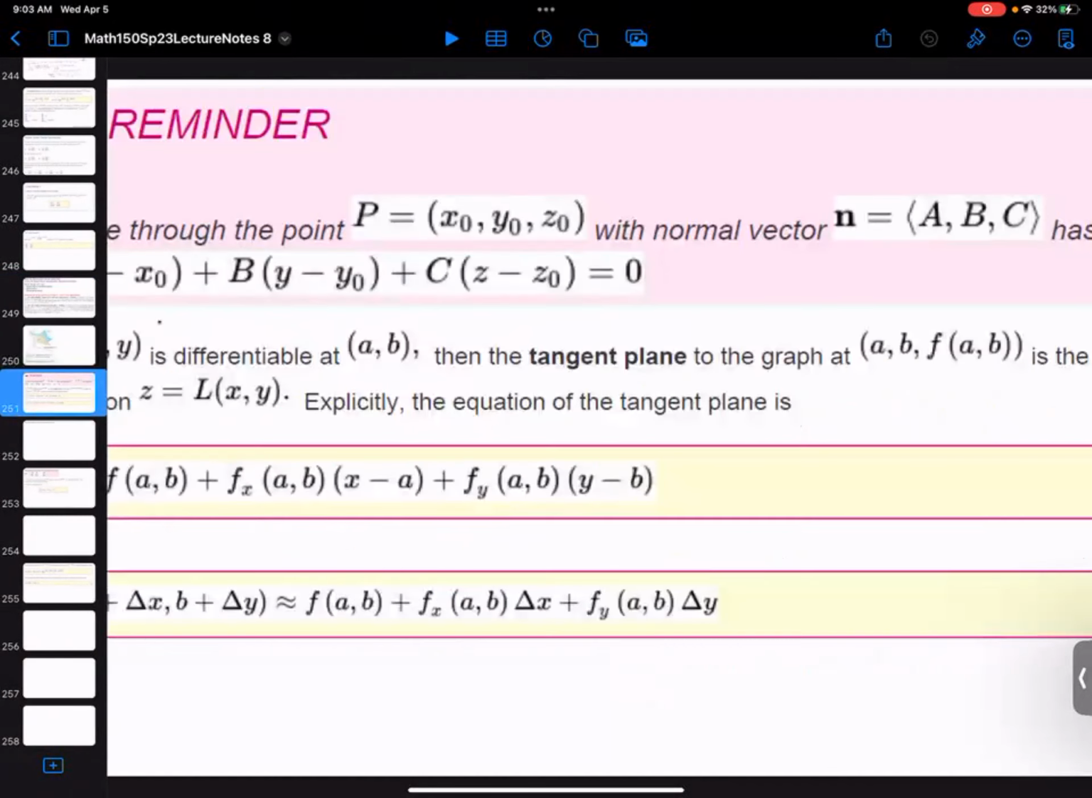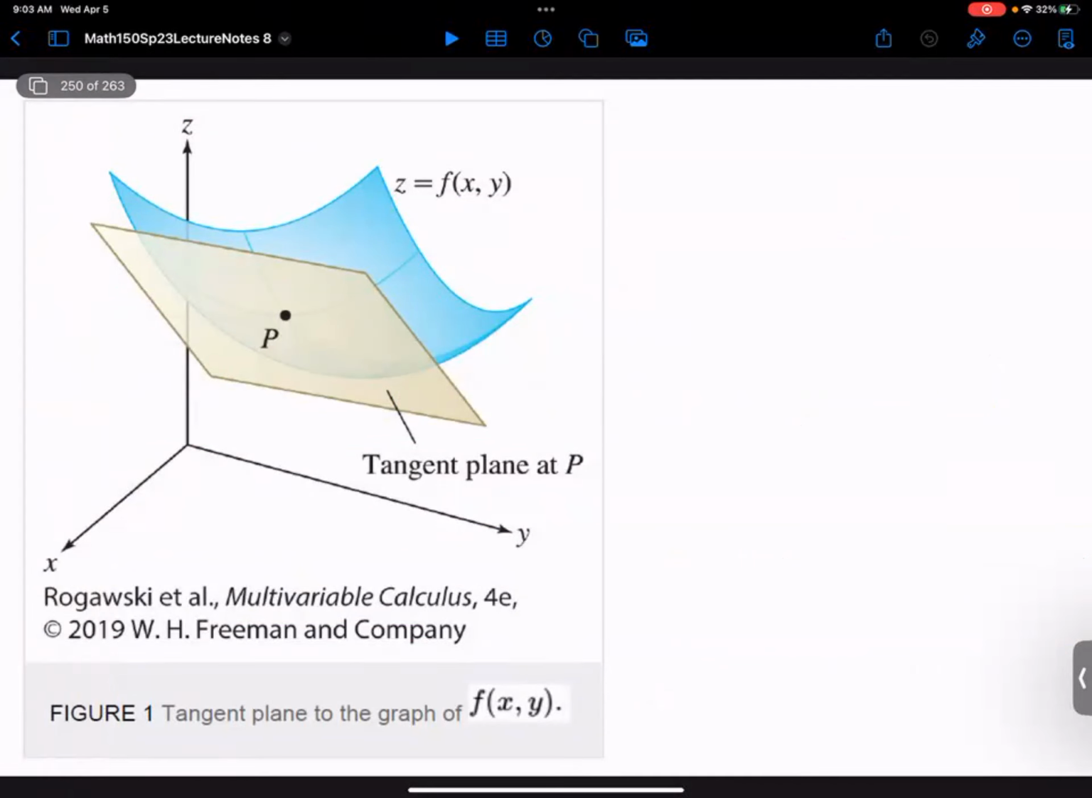Graphically, the blue is some function z equals f of x, y. We have a function of two variables, and we'll let z be the height. Above each point in the xy plane, we go up to height z equals f of x, y. We have some point p, and we draw the tangent plane. If the function is differentiable at p, near that point p, the function should be well approximated by that plane.